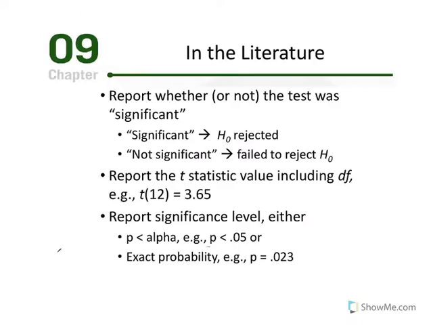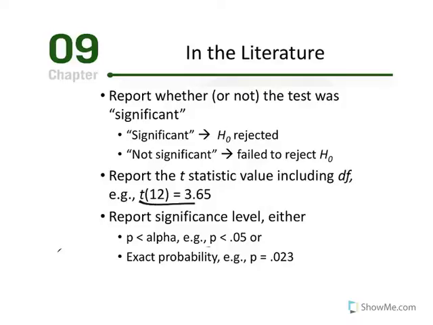So at this point, we have walked through one hypothesis test from beginning to end using the four-step process and calculating the measures of effect. Now in the literature, you will see the conclusion cited in a specific format. So we report whether or not the test was significant. Significant means we reject the null. Not significant, we fail to reject the null. Report the t-statistic value, including the degrees of freedom, as indicated here in the example.